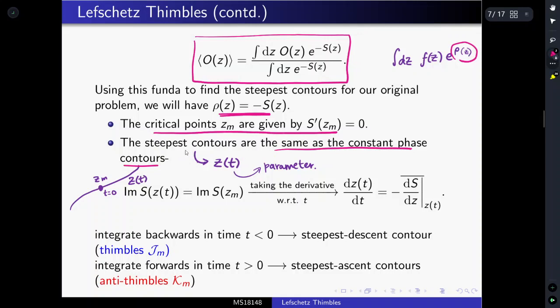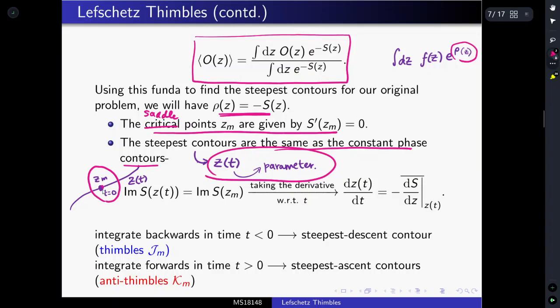So you are saying that the steepest contours are defined by some curve z of t, and this curve is parameterized by this time t. This is a fictitious time, not some real time. And what we are saying is that at time t equal to 0, we start from the critical point. So critical point and the saddle point are the same thing.